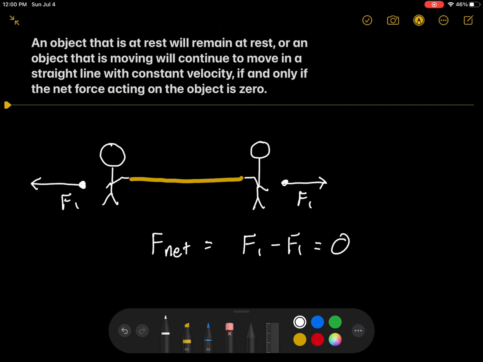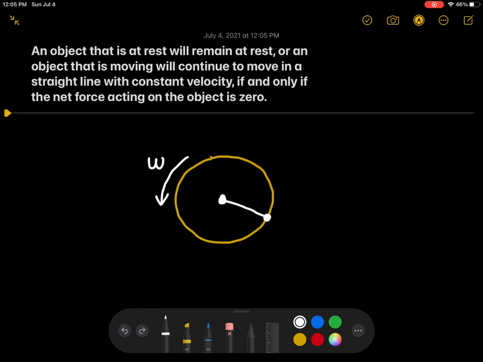Nobody's going to start moving. I think that's a bit easy to understand. Let's look at the second statement. An object that is moving will continue to move in a straight line with constant velocity if and only if the net force acting on the object is zero.